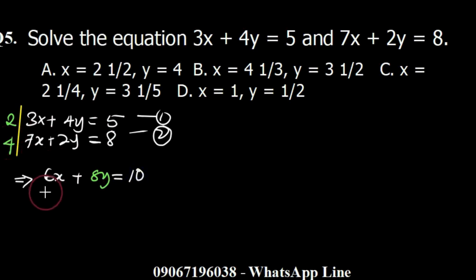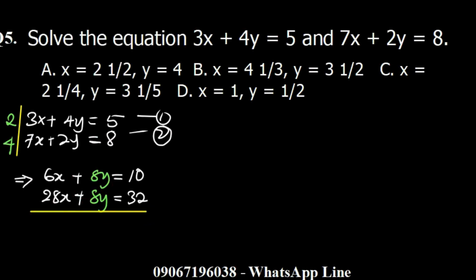Now I'm going to go down to the next one. 4 times 7x is going to give me 28x, plus 4 times 2y, this is going to give me 8y, and this is going to be equal to 4 times 8, which is 32. Now with this, you can see that I can eliminate.